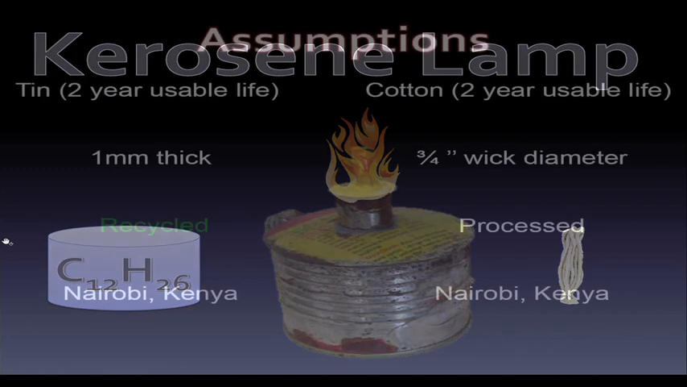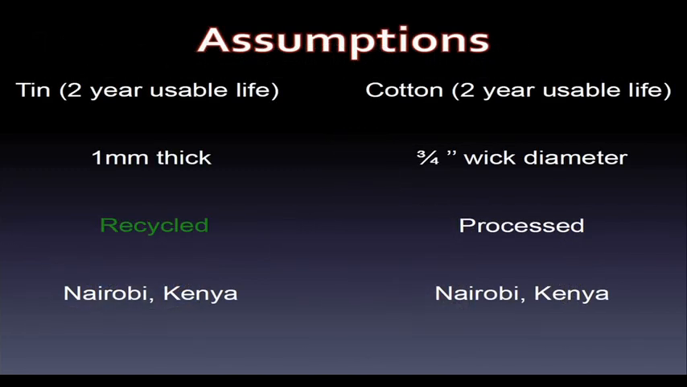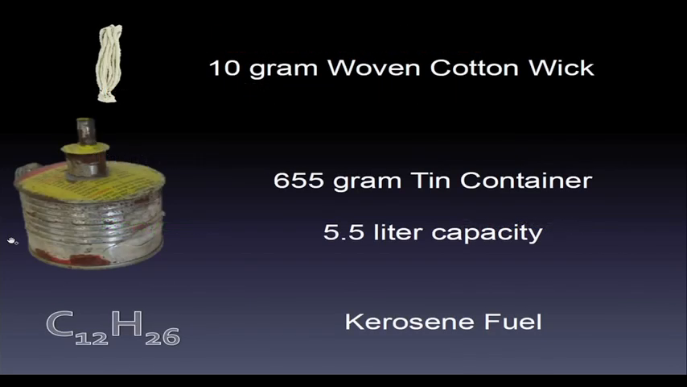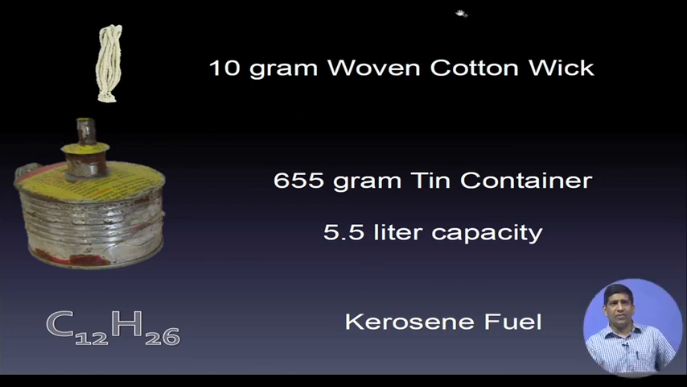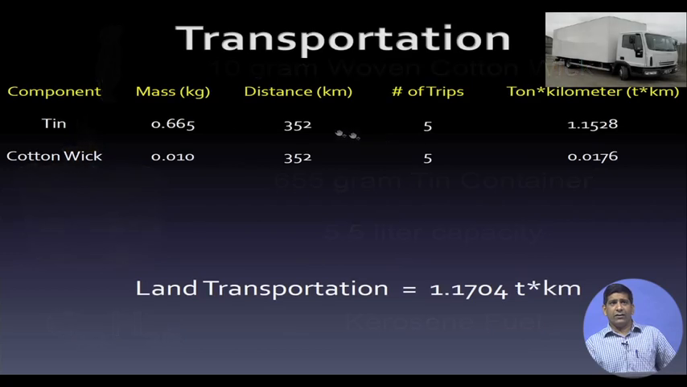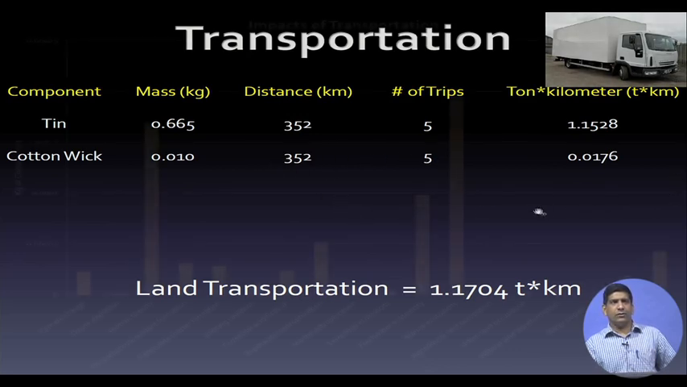For the kerosene lamp, we are using a 2-year usable life. And we have a wick. We use a recycled material, and it is developed in Nairobi, Kenya as well. There is not that much transportation involved. So it's 10 grams of woven cotton wick, 655 grams of tin container, 5.5 liters of capacity, then the kerosene fuel used for that. In the transportation, a little bit is involved from the plant to the site, and it shows this many kilometers, and this is the ton kilometers we have calculated.